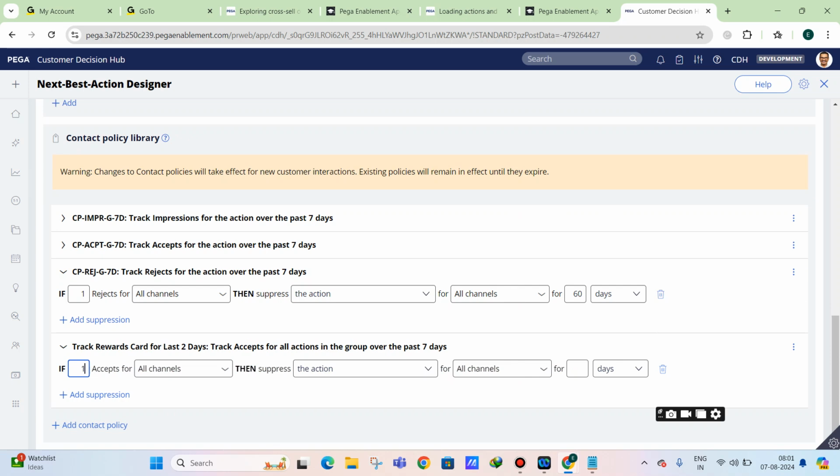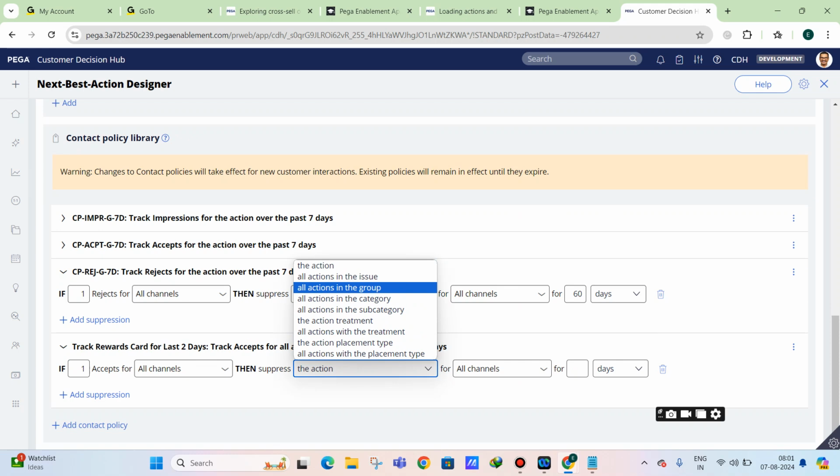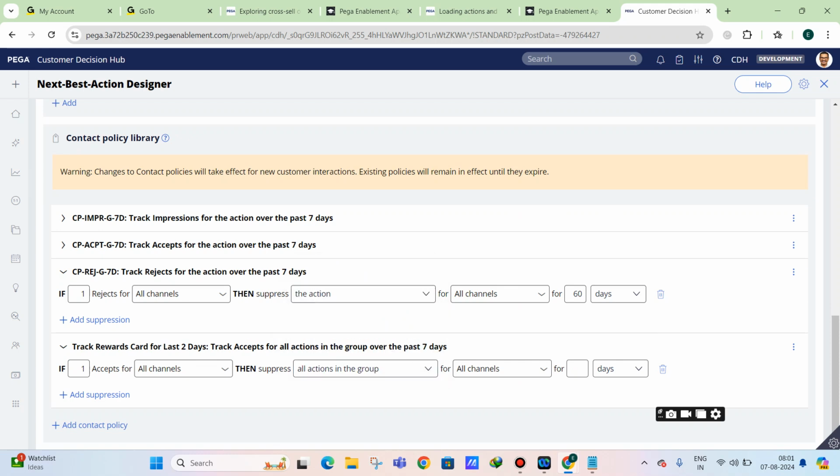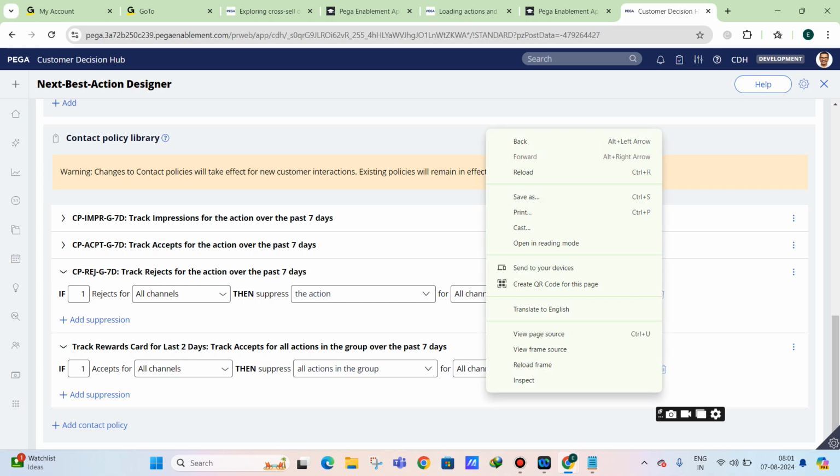So if there are one actions for all channels, then I am suppressing all the actions in the group, right? That means the customer has accepted the credit card and he has made the payment, or he has accepted it and the payment part happens later, or that might happen immediately also. So when the customer has accepted any credit card in the group, then we are restricting all the credit cards in that particular group for, let us say, 1 year, something like that, right? That's what we are doing.